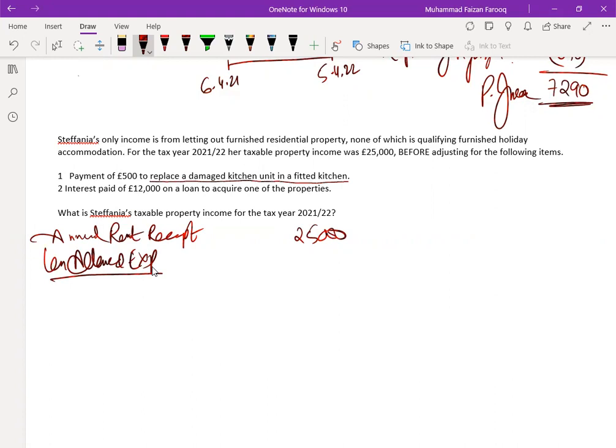The first one is replacement. Replacement, is it showing any improvement or no? It's okay to replace a damaged one.